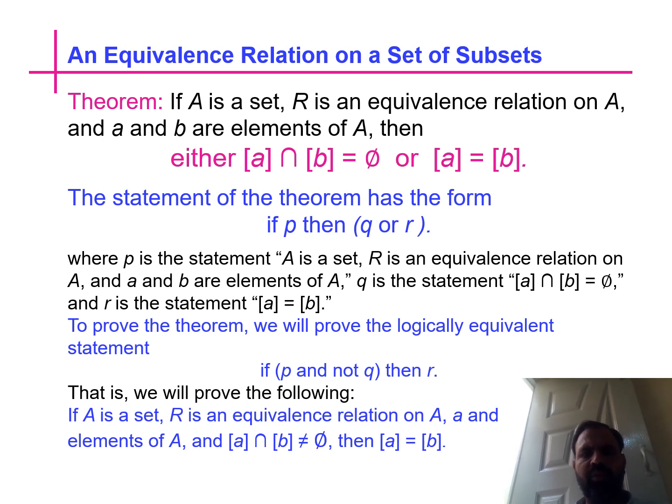To prove the theorem, we will prove the logically equivalent statement: if P and not Q, then R. That is, we will prove the following. If A is a set, R is an equivalence relation on A, and a and b are elements of A, and a ∩ b is not equal to φ, then a = b.